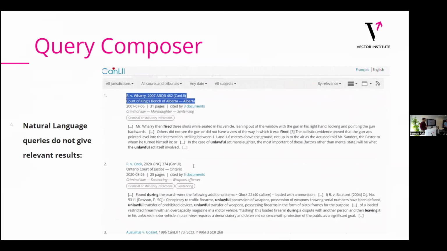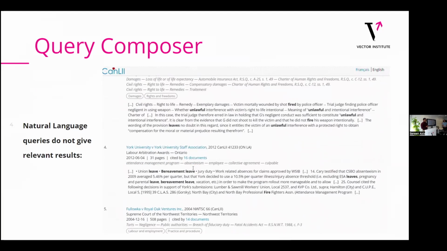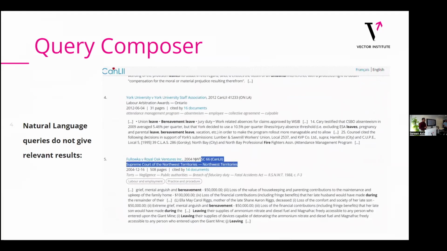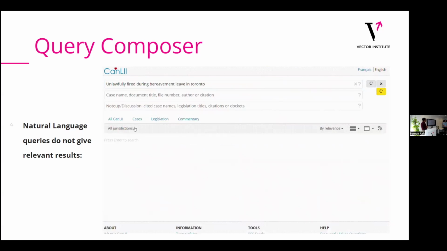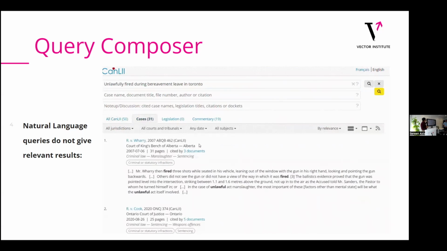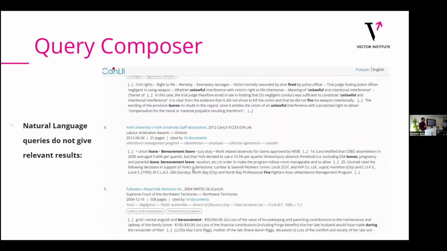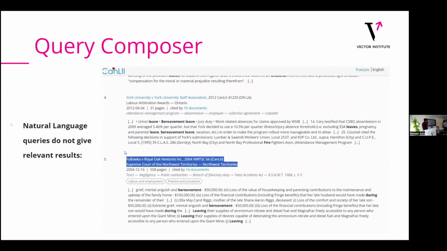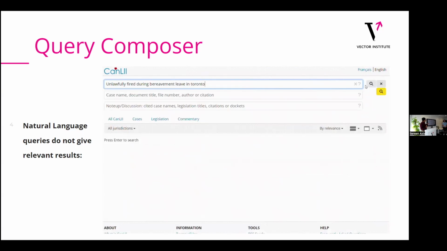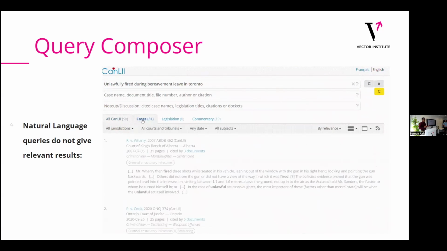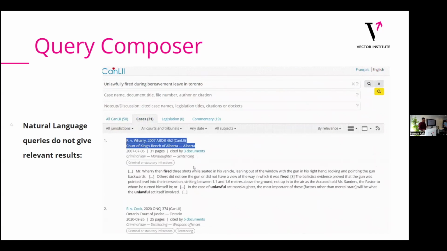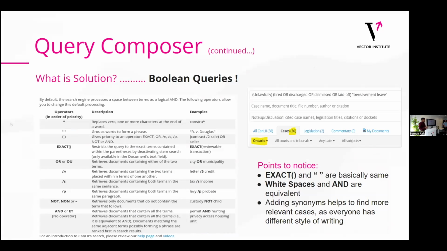So this is their first service, which is called Query Composer. CanDoo is an online database for Canadian legal documents. Once you go on the website, you put your natural language query, and as you can see, the first case is from Alberta, which is not from Toronto, as specified in the query, and the fifth search result is also from a different province. So it is really hard to find the relevant case data. So what's the solution for this?